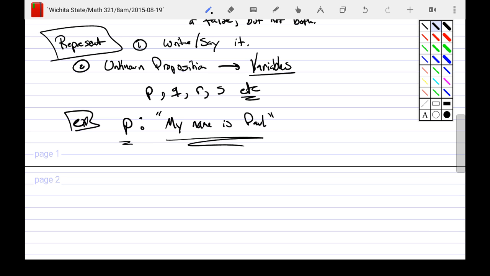This is like doing something like this in algebra. X is 3. So wherever I see an X, I write 3. But sometimes I just simply write X. What does that represent? All numbers. And so we can do the same thing here. We can say that P is this, or just P is anything.